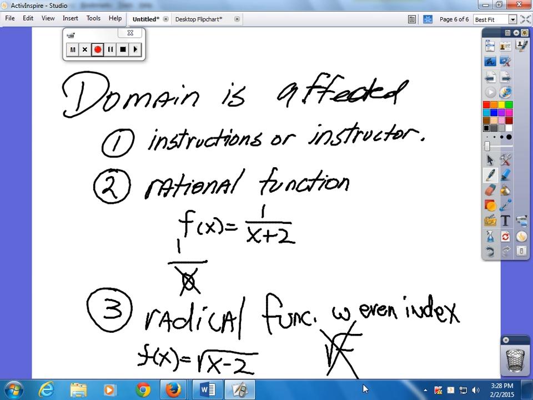No, i is just a fancy way of writing the square root of a negative number. But yeah, you can do that, but we're not doing that right now.